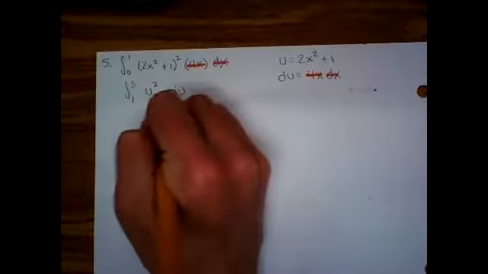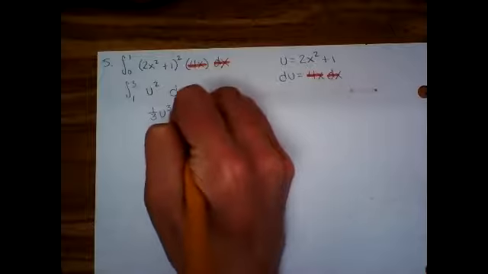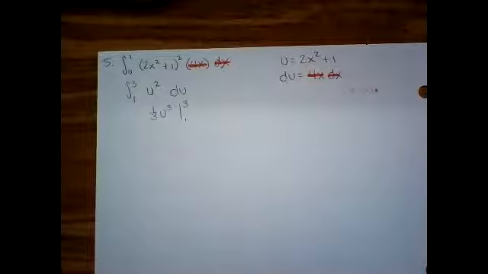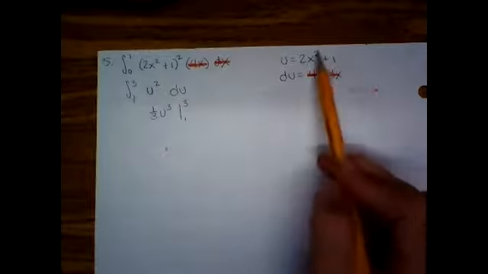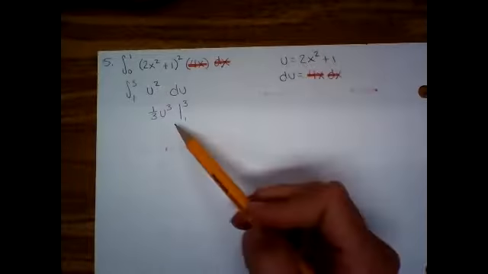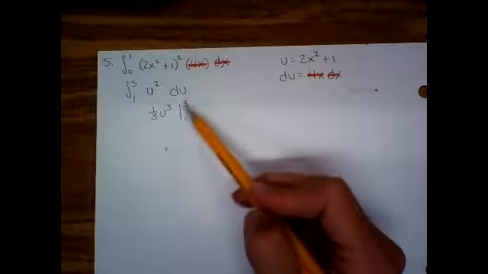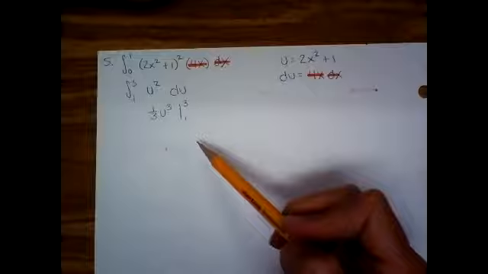And then remember to do the antiderivative. This would be 1/3 u cubed. Evaluate from 1 to 3, and we're going to do upper boundary minus lower boundary. You don't have to plug this back in because we adjusted the boundaries to be u values. So you get to skip that step.